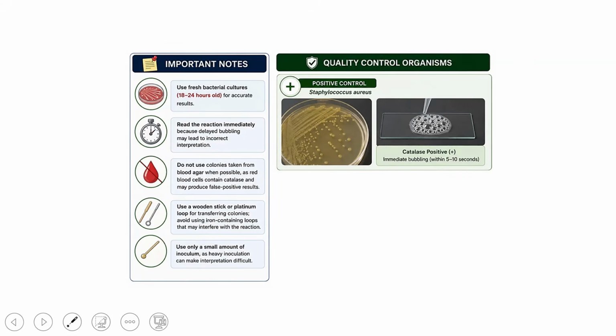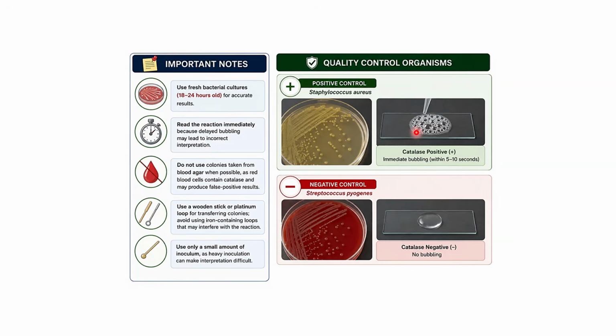Quality control organisms are known organisms that will either give a positive result for the catalase test or a negative result for the catalase test. For the positive control, we will use Staphylococcus aureus as the known bacterium that will always give a positive result for the catalase test as shown here. And for the negative control, we will use the bacterium Streptococcus pyogenes, which will always give a negative result for the catalase test as shown here.